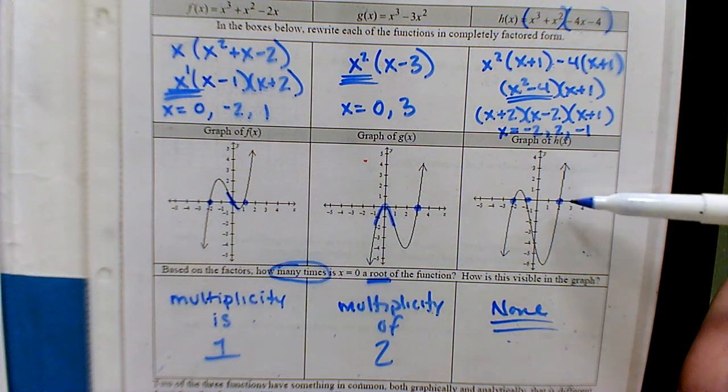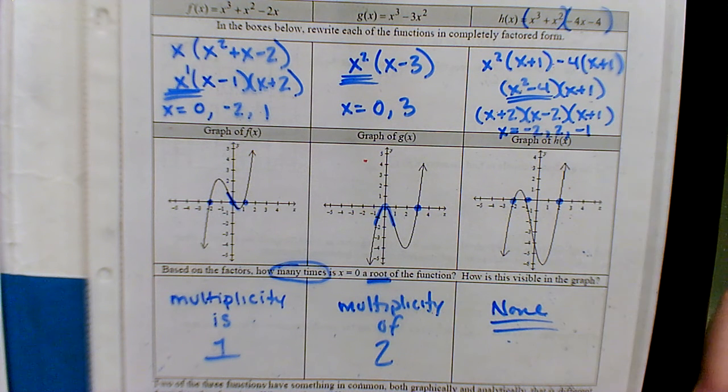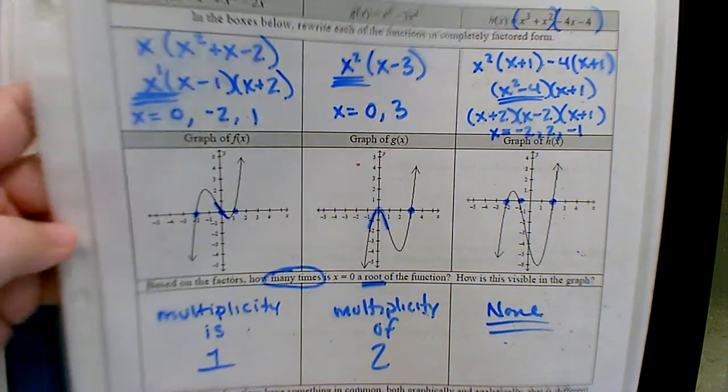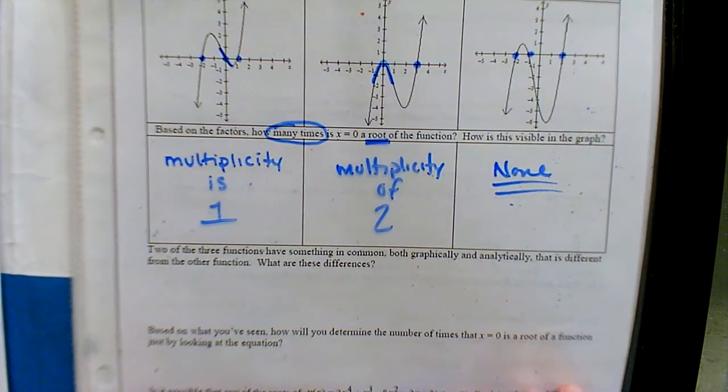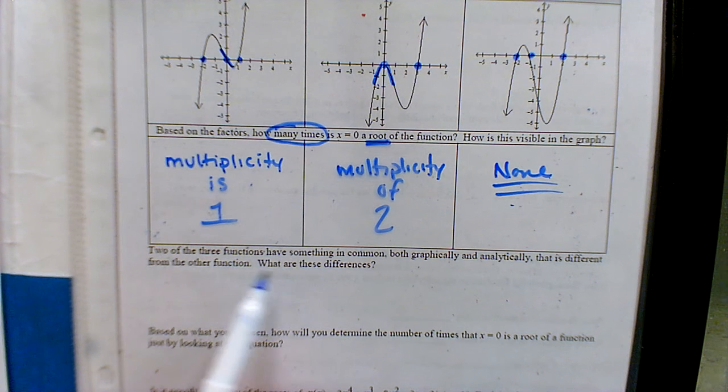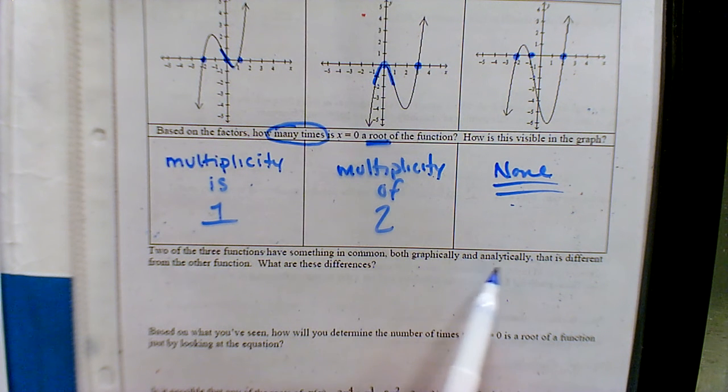You can also tell graphically, right, because this graph never ever crosses the origin. Okay, so it doesn't have a multiplicity. It's not showing up at all, meaning it's not a factor. Okay, so let's go ahead and maybe bring a connection or relationship to these 3 graphs that we just looked at. 2 of the 3 functions have something in common, both graphically and analytically, that is different from the other function. What are these differences?